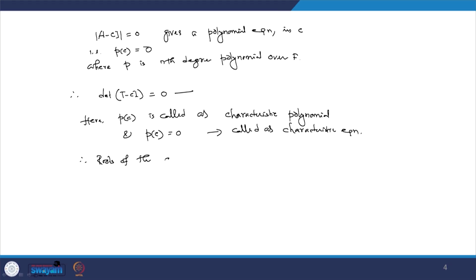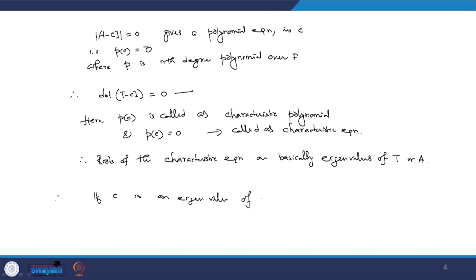Roots of the characteristic equation are basically eigenvalues of T or A. So, if C is an eigenvalue of T, then determinant of T minus CI equal to 0, so this operator T minus CI is not invertible.